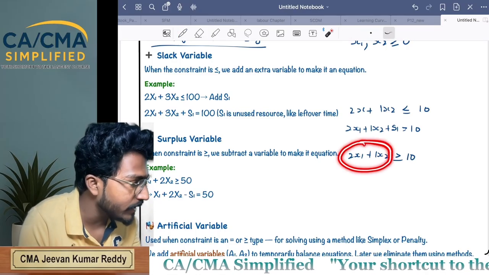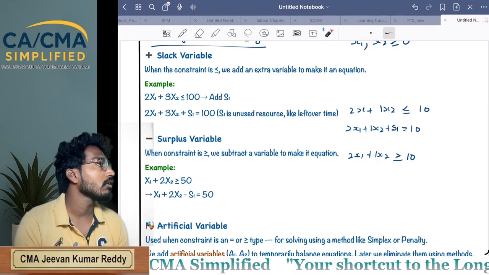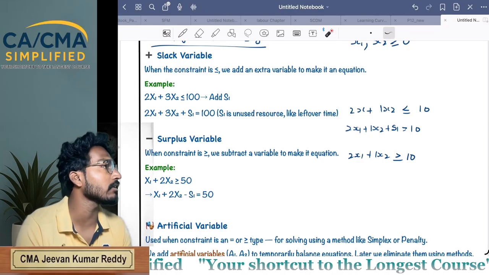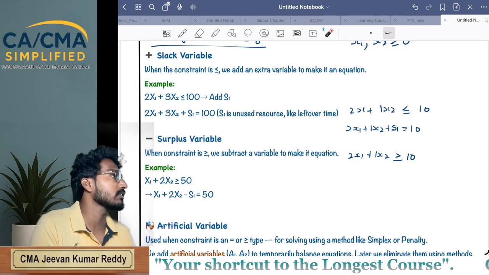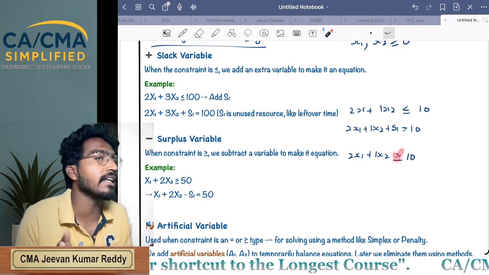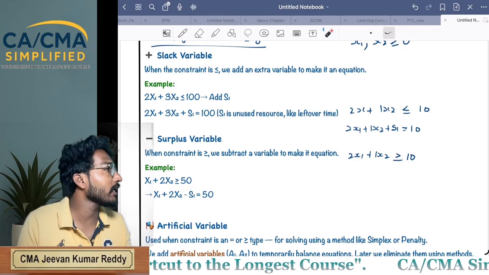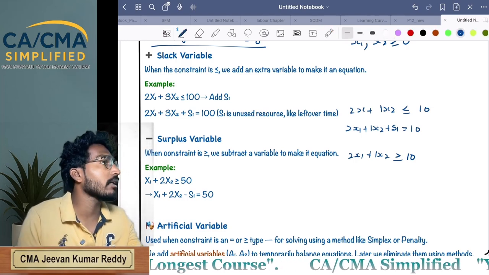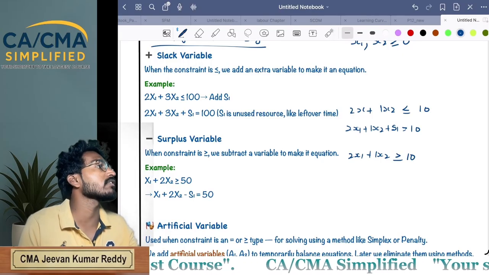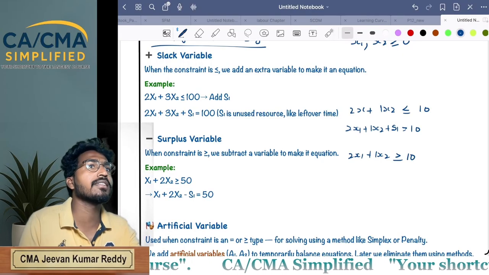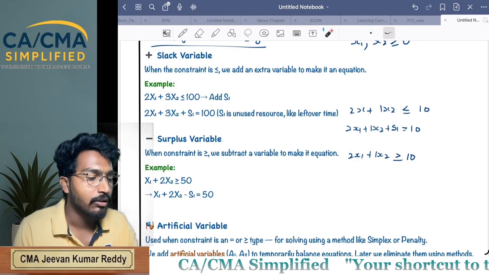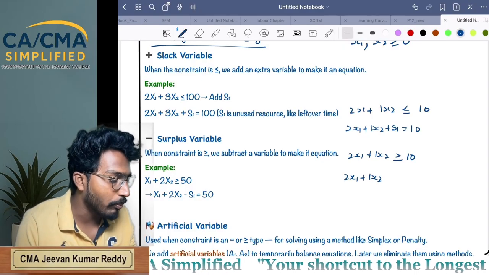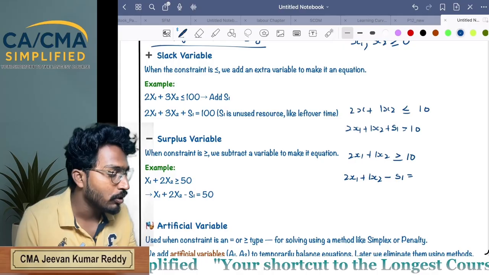Now this equation is greater than 10. Now 11 is greater than 10, 100 is also greater than 10, 1 lakh is also greater than 10. Then how much is the greater than? The value of greater than is how much? For that we take s1. So we will subtract that particular surplus variable. How much amount of surplus is there now? The greater than part is there now. We will subtract it from this particular equation. Then the equation will come like this: 2x1 + 1x2 - s1 = 10.